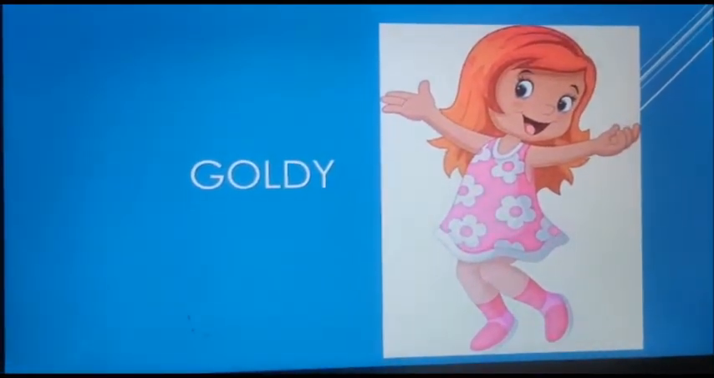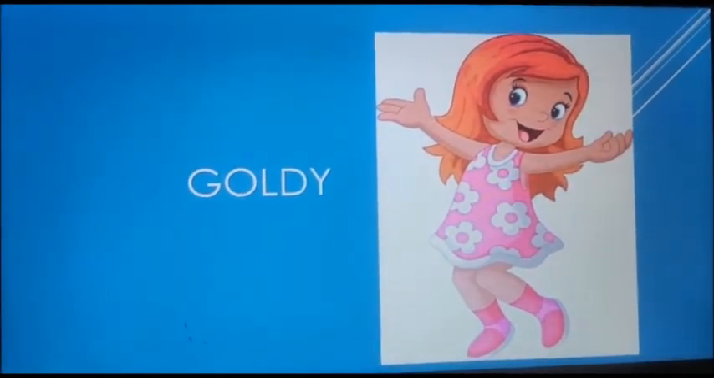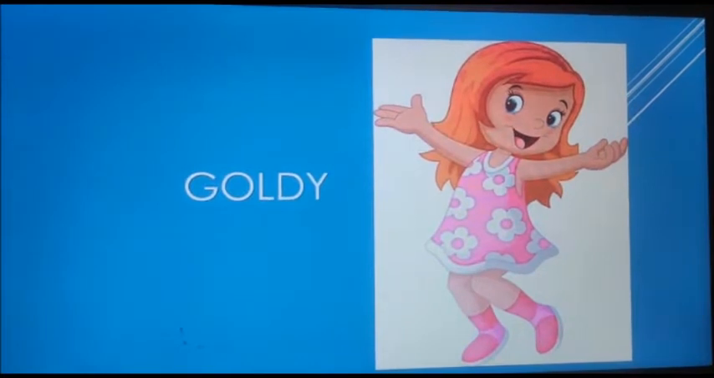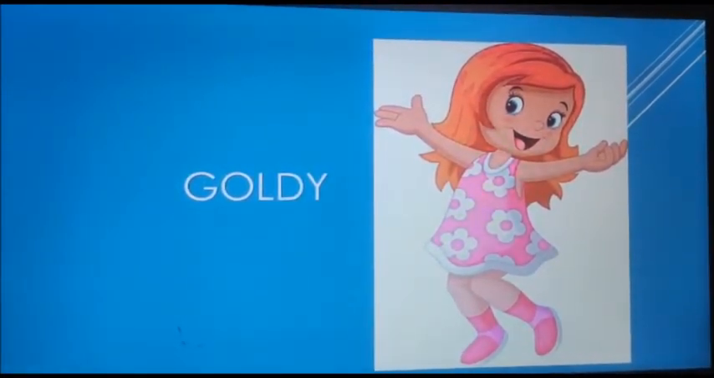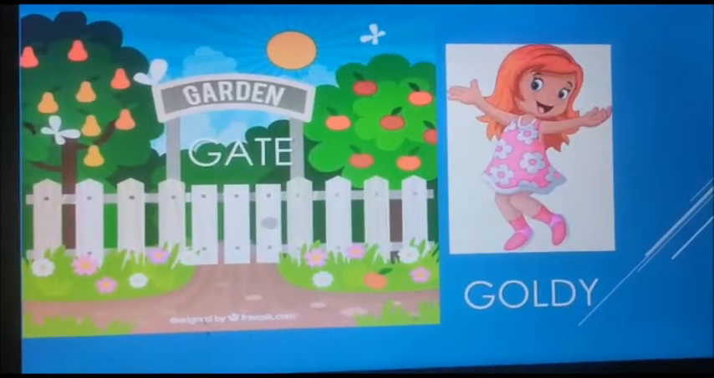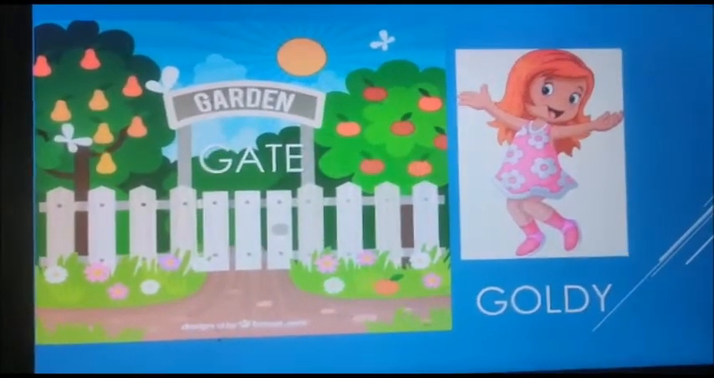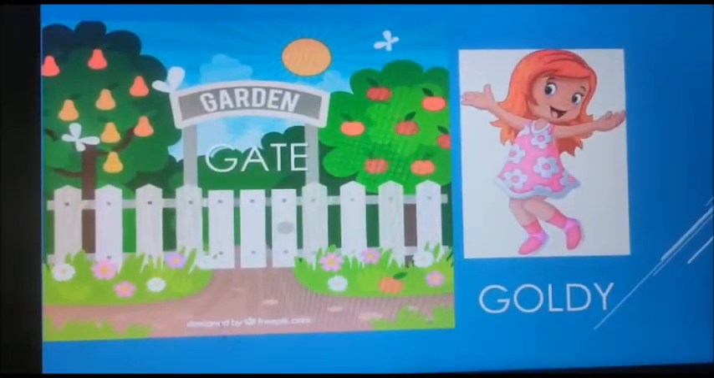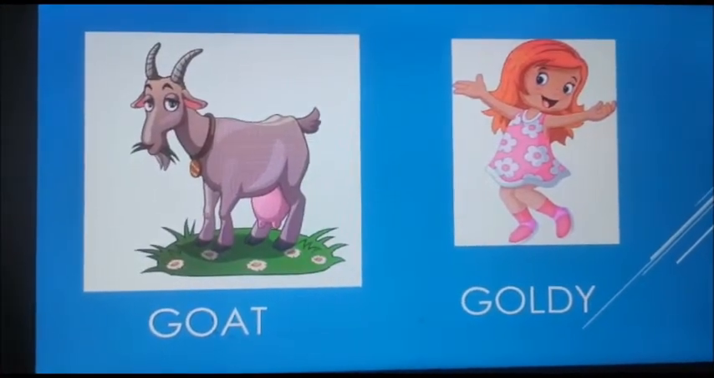Today I am going to tell you a story of a girl whose name is Goldie. Say hi to Goldie everyone. One day Goldie went to a garden. The garden had a big gate. There she saw a goat eating green grasses.